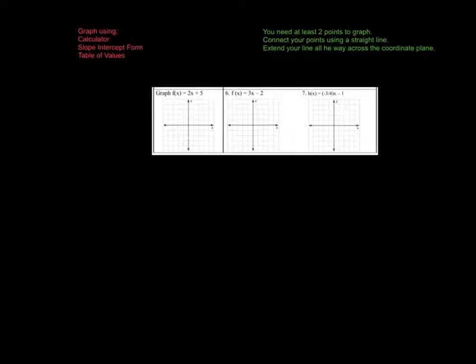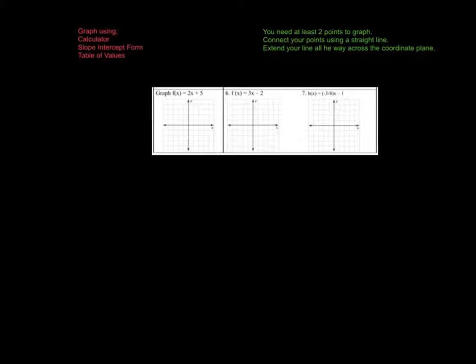We've reviewed how to graph using our graphing calculator, which obviously is going to be the most efficient way if your equation is already solved for y. We also talked a lot about slope-intercept form. I've been talking to you guys about that for about a week now, and that's where we're actually moving. We're going to do more specific work with slope-intercept form coming up. And then I talked to you guys about just making a table of values.